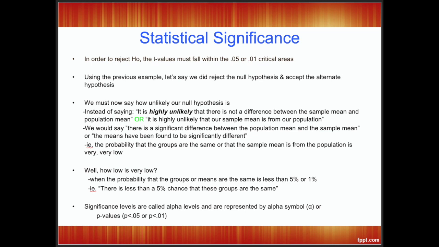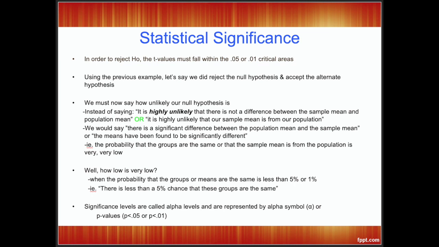Or we could say the sample mean and the population mean have been found to be significantly different. In other words, the probability that the groups are the same, or that the sample mean is from the population, is very, very low. And you might be asking, how low is very, very low? That would be when the probability that the groups or means are the same is less than 5% or 1%.